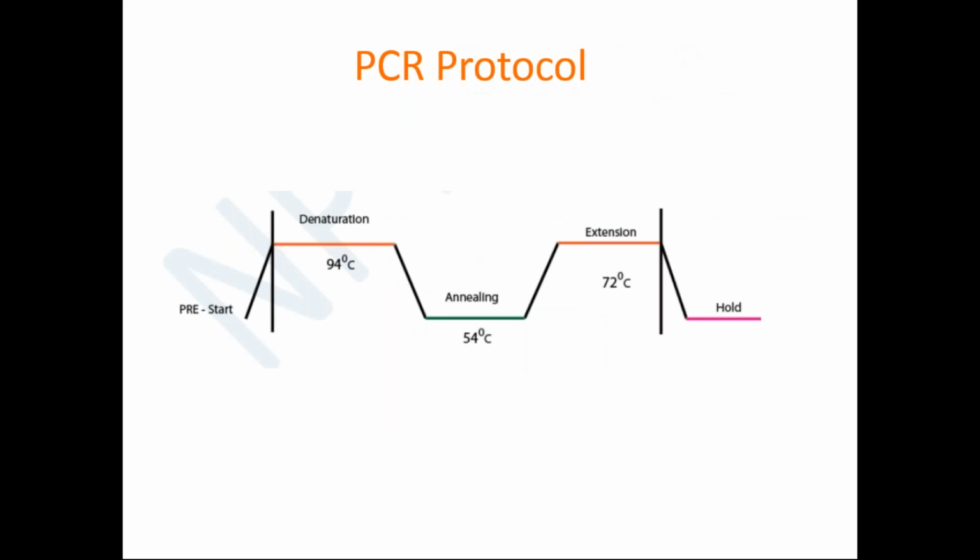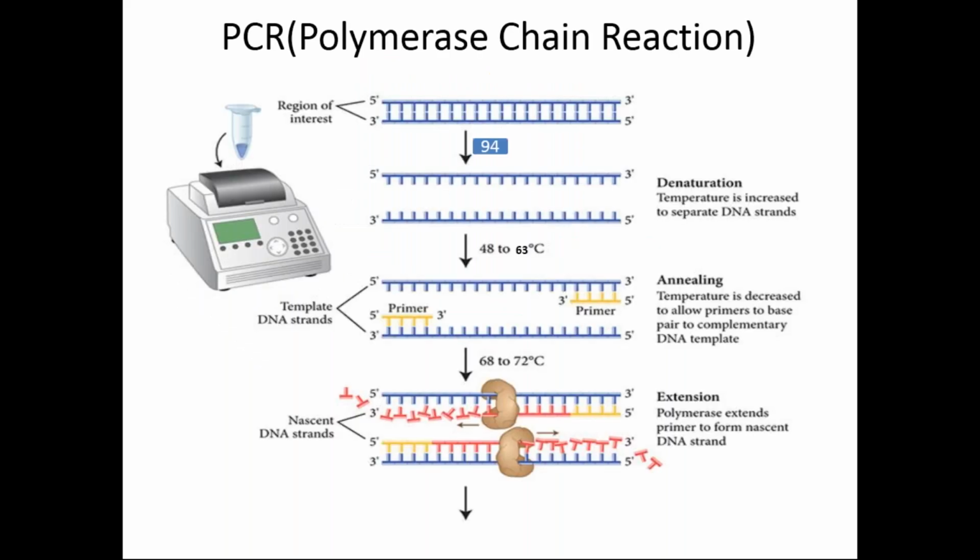This is the protocol designed within the PCR machine. We start at 94 degrees Celsius, then denaturation at 94 degrees Celsius, annealing at 54 degrees Celsius, and extension at 72 degrees Celsius. After that, the holding temperature is 4 degrees Celsius. In this way, we can design the protocol. This is the PCR reaction. You can see in this slide, this is the single DNA molecule heated at 94 degrees Celsius, then denatured.